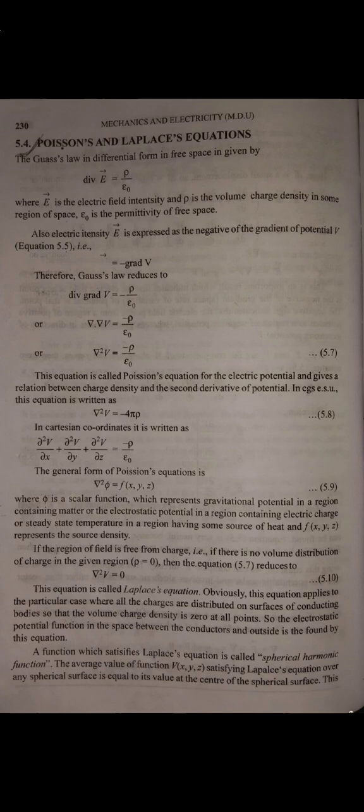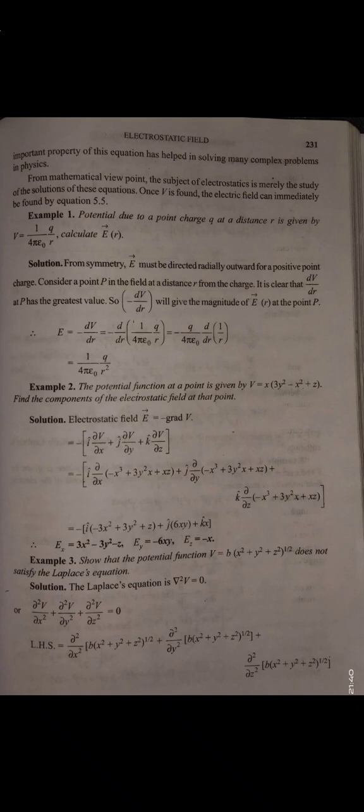A function which satisfies Laplace's equation is called a harmonic function. The average value of a function V of x, y, z satisfying Laplace's equation over any spherical surface is equal to its value at the center of the spherical surface. This important property of this equation has helped in solving many complex problems in physics. From a mathematical viewpoint, the subject of electrostatics is merely the study of the solutions of this equation. Once V is found, the electric field can immediately be found by equation 5.5.